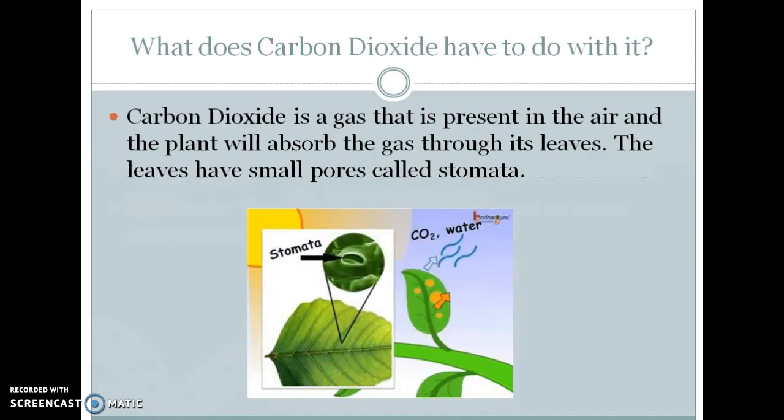So what does carbon dioxide have to do with it? Well, carbon dioxide is a gas that is present in the air, and the plant will absorb the gas through its leaves. The plant's leaves have small pores called stomata. So here you can see that I inserted a photo, and this is the leaf. So the bottom part of the leaf is where the stomata is located, and it's a small, tiny pore that absorbs the carbon dioxide.